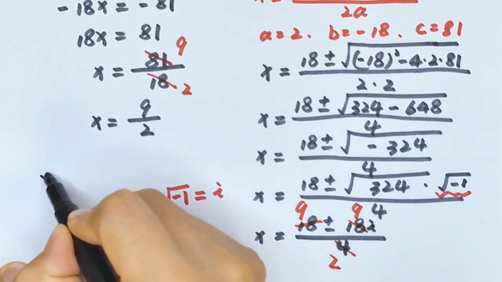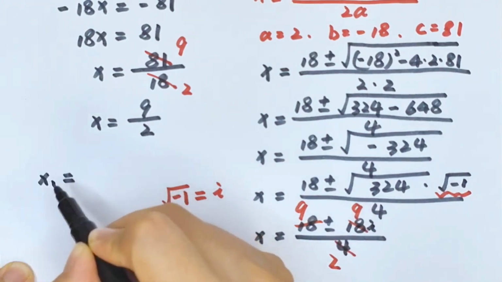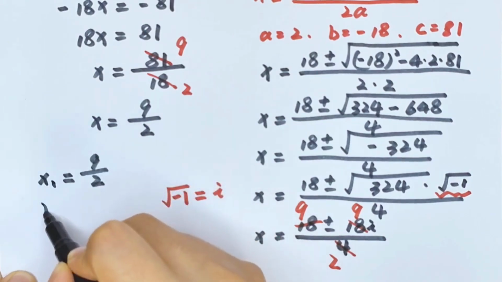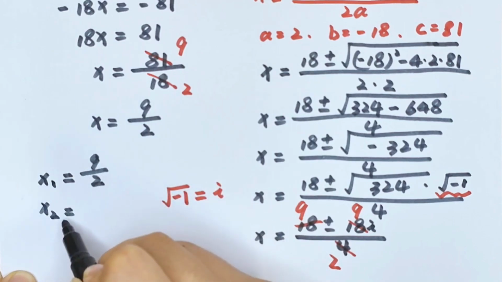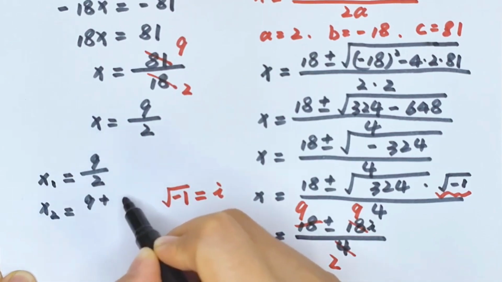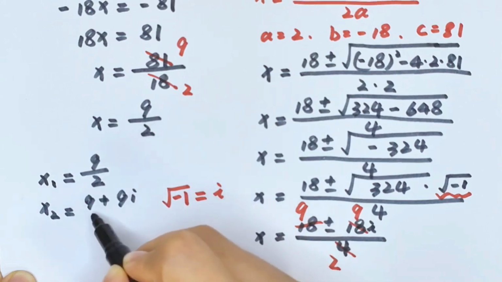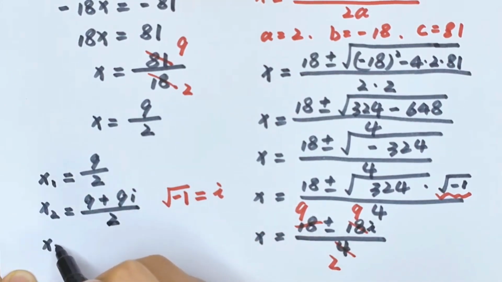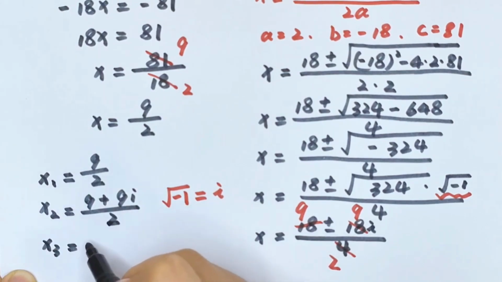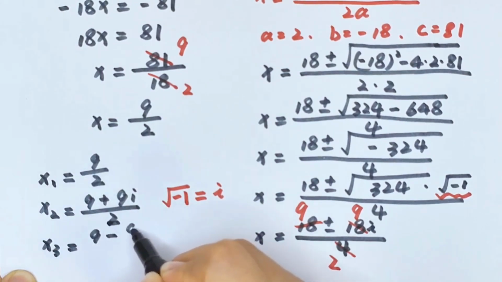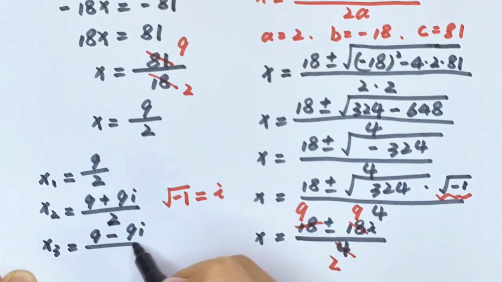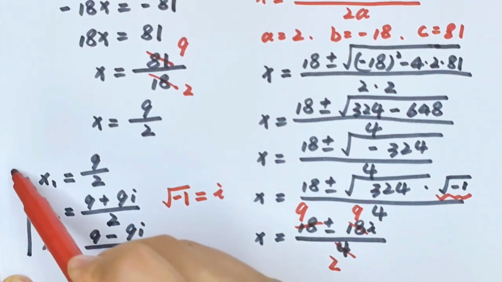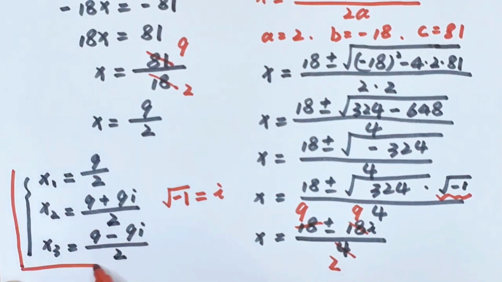So x1 equals 9 over 2, and x2 is (9 plus 9i) over 2, and x3 is (9 minus 9i) over 2. So this is the final answer.